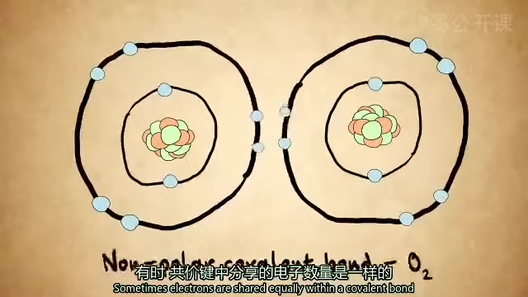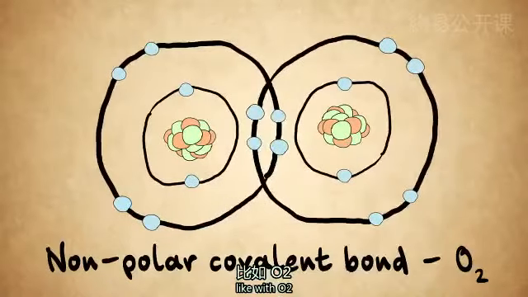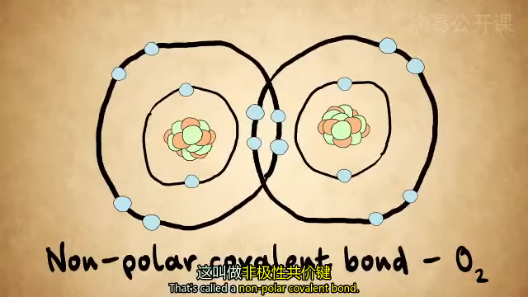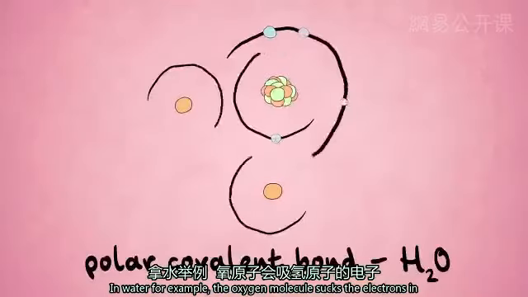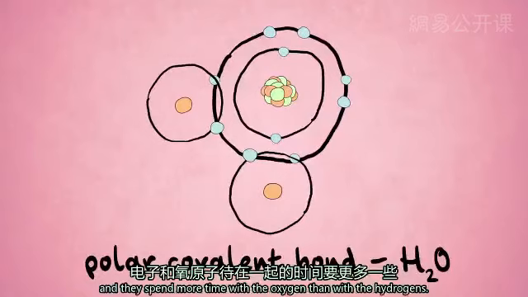Sometimes electrons are shared equally within a covalent bond, like with O2. That's called a nonpolar covalent bond. But often, one of the participants is more greedy. In water, for example, the oxygen molecule sucks the electrons in, and they spend more time with the oxygen than with the hydrogens.